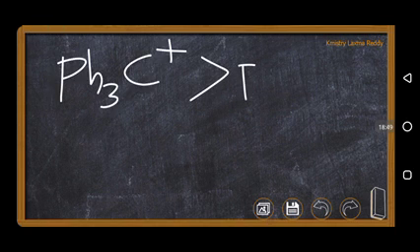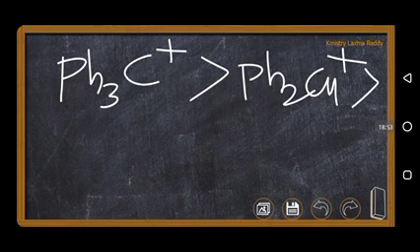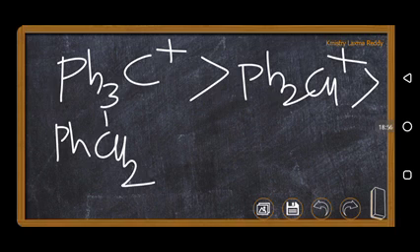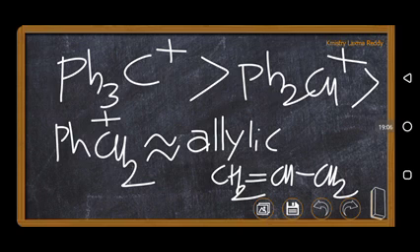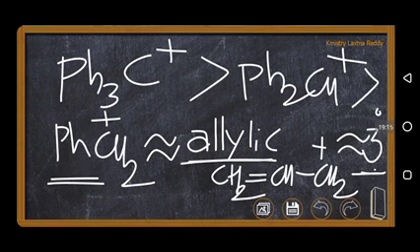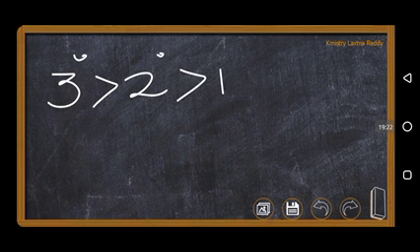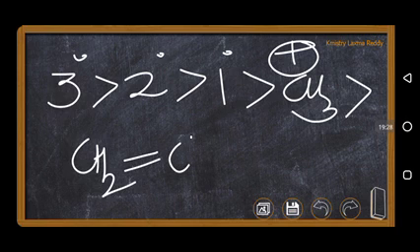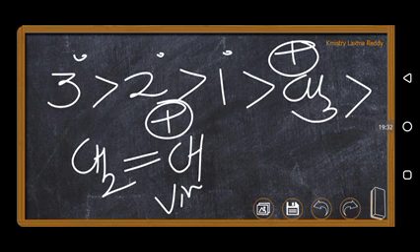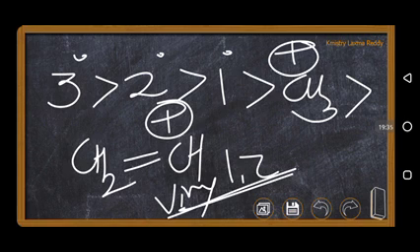After this, Ph2CH+. After this, PhCH2+. This is almost equal to the allylic one. You know how to write allylic? CH2=CH-CH2+. This is almost equal to a tertiary one. The tertiary carbocation is almost equal to allylic, almost equal to benzylic. They are almost equal. After this tertiary, then secondary, then primary, then methyl carbocation, and finally, any vinylic will go last. The least stable is vinylic.